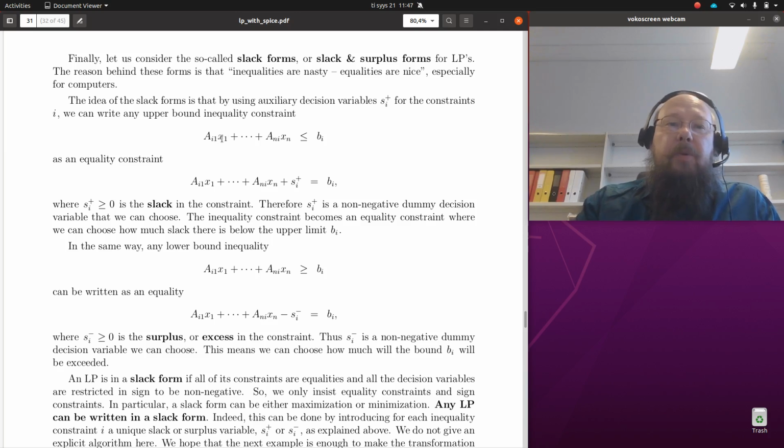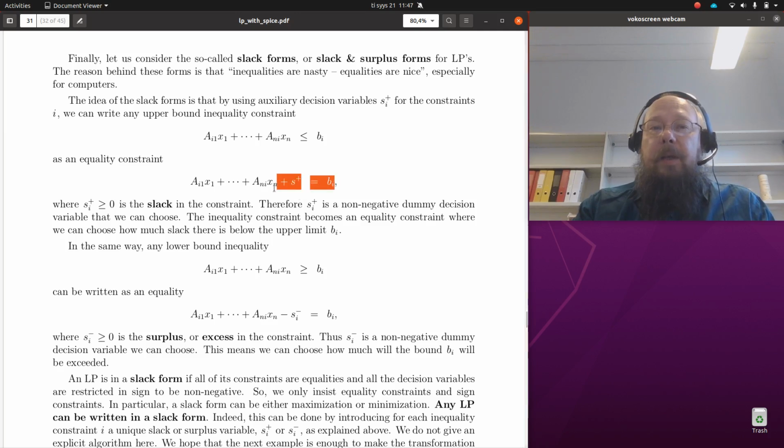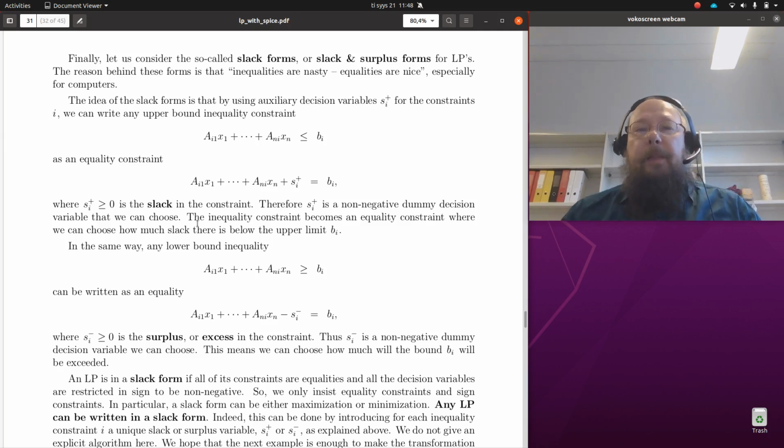So if I have to choose x1 up to xn so that this inequality is true, it amounts to choosing those x's and then some positive numbers so that this is actually an equality. That's the same thing. All right. So these s_i pluses are non-negative. Some people call them dummy decision variables that we can choose. And the inequality constraint becomes an equality constraint.